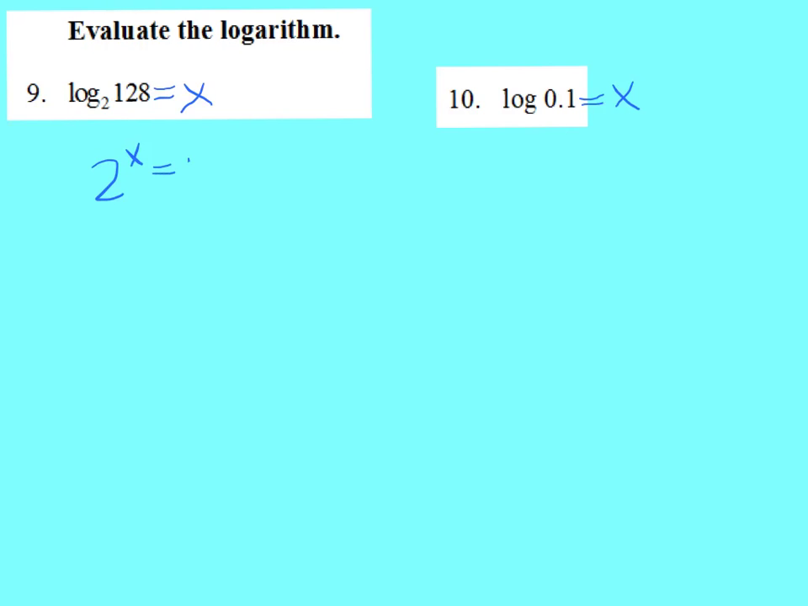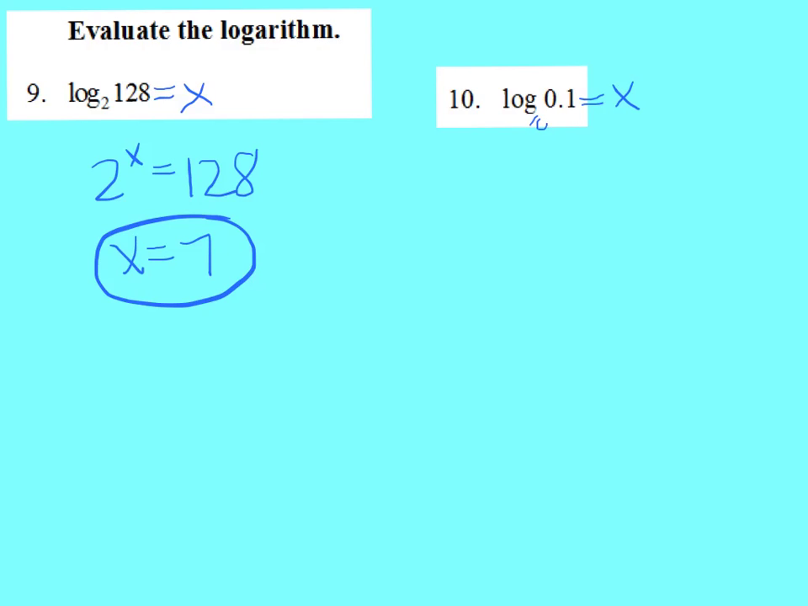So now I have to use my brain. I'm going to use my calculator to help me out too. 2 to the what power is going to give me 128? Well, I know that it's not going to be 4 because that's too small. I'm going to try 5. That's not it. I'm going to try 2 to the 6th. Remember, we can do this all in our calculator. And then when I try 2 to the 7th, I see that 2 to the 7th is 128. So x equals 7.